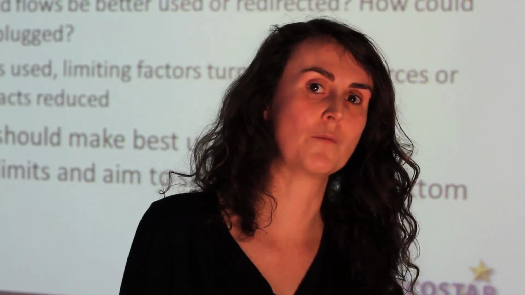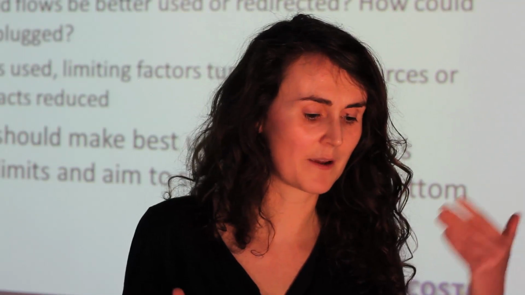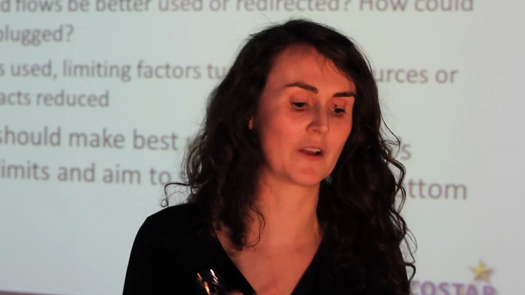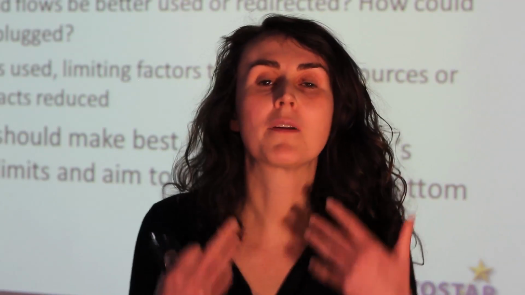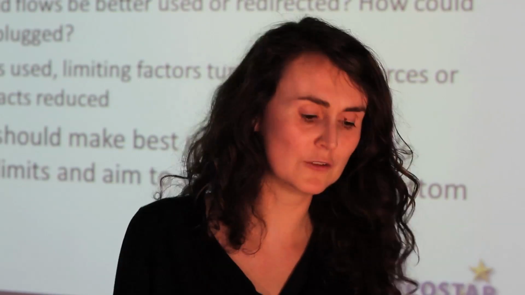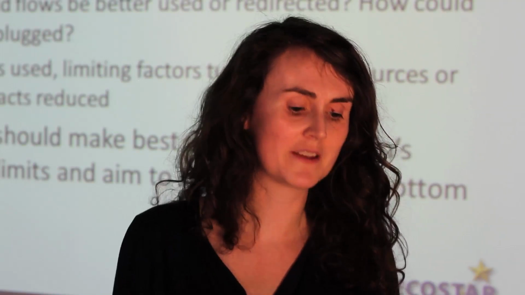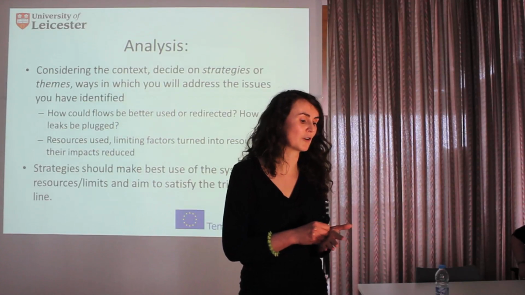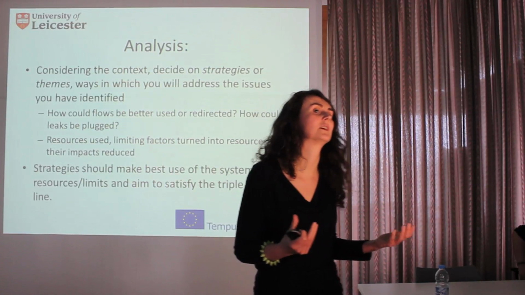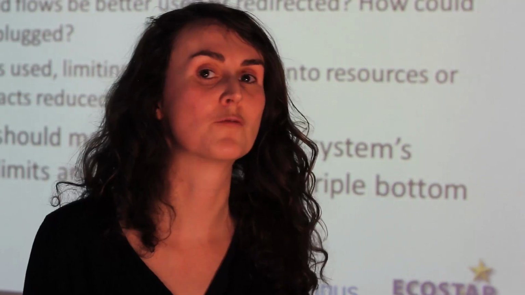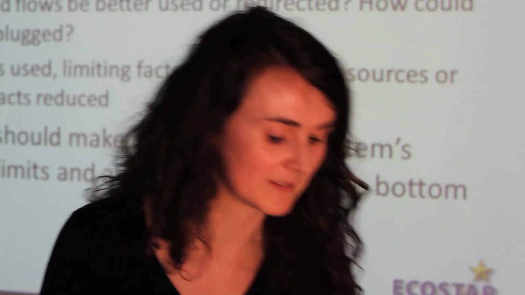So think about what the system wants, what you've got from your design brief, what people want there, and then think, okay, I'm going to come up with strategies which would better use flows in this system or redirect them so as to close resource loops and to plug the leaks effectively in the system. And these strategies should be using the resources that you've got available, turning the limiting factors into resources or reducing their impacts, making the best use of what you've got, and of course aiming to satisfy this triple bottom line: environment, economic and social benefits, all very important in systems like this.